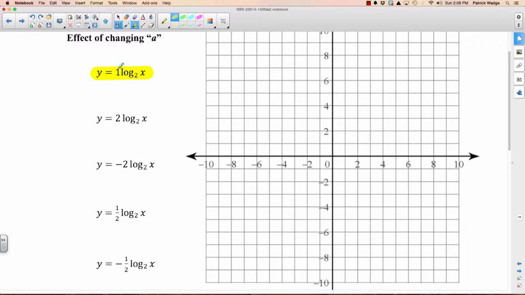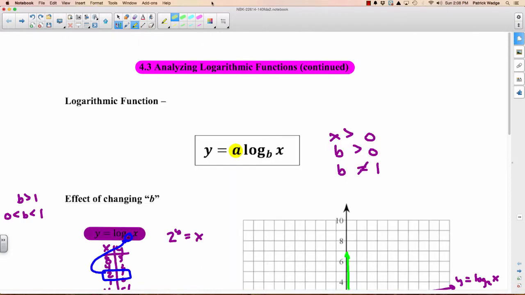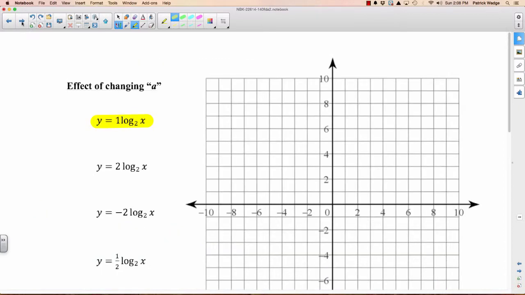You don't need to put the 1 there too. So it's actually just the same as this first one right here, the purple one. So I'll very quickly draw that one again. And remember what we said on the other side, it always goes to the point (1, 0), and it always goes to the point (b, 1). In this case, that'd be (2, 1).